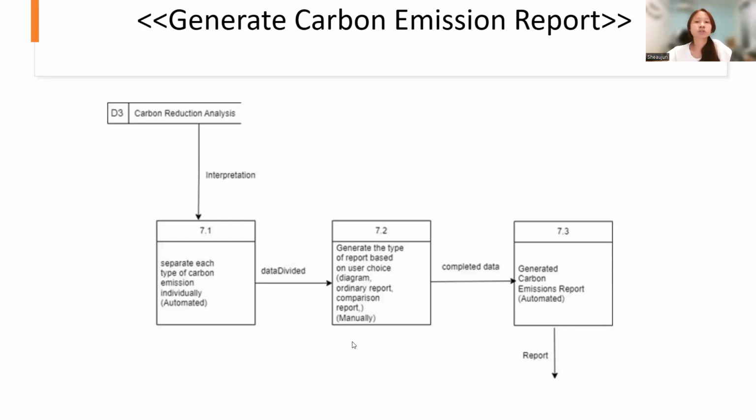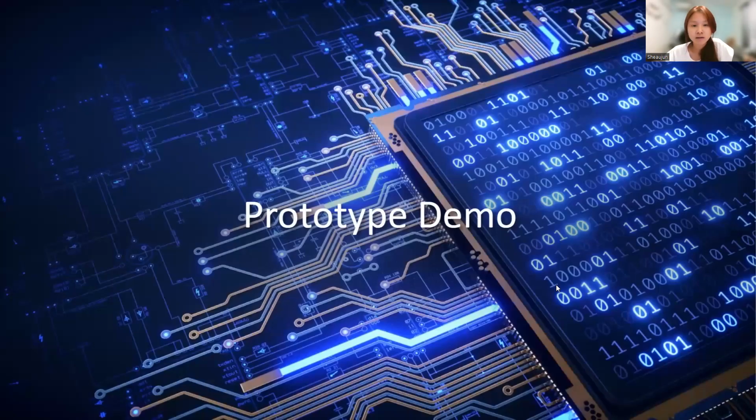And then the last one is generate carbon emission report. The analysis data stored here will be interpreted by separating each type of carbon emission data into each category, and then the report will be generated based on the user's choice, like choosing the diagram, ordinary report, or region report, and then after that the report will be generated. So here I am going to show our prototype demo.